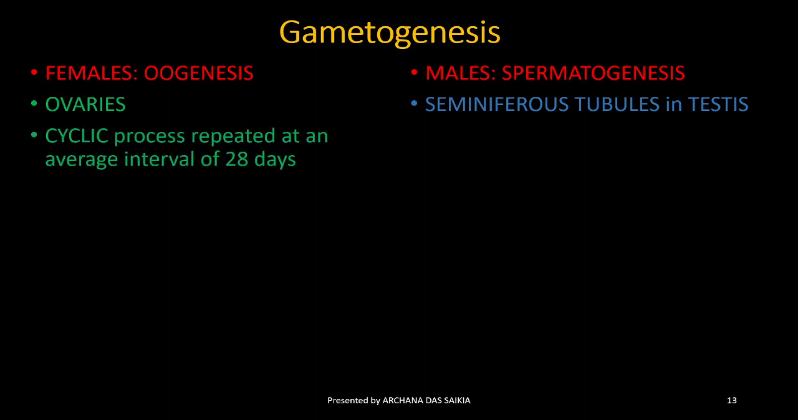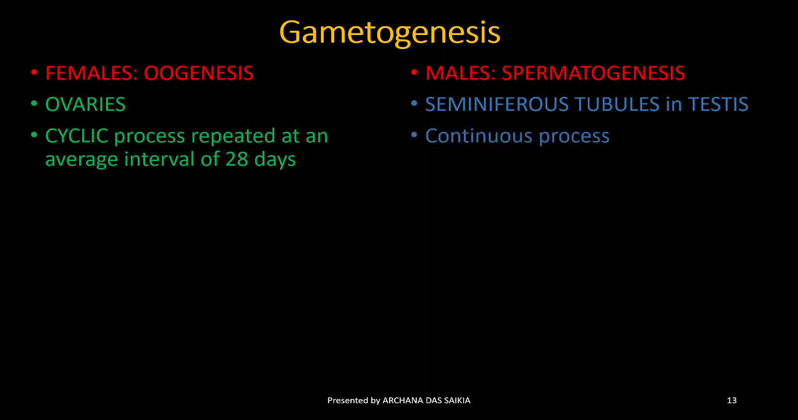In females, it is a cyclic process which is repeated at an average interval of 28 days. In human females, the cycle that is followed is known as menstrual cycle. So it is repeated. That means after every 28 days, there is formation of one egg and its release. Again, that cycle gets repeated after 28 days. Now here 28 days is an average value that is taken. Always there will be plus or minus number of days.